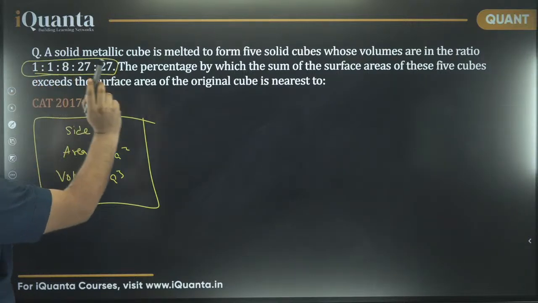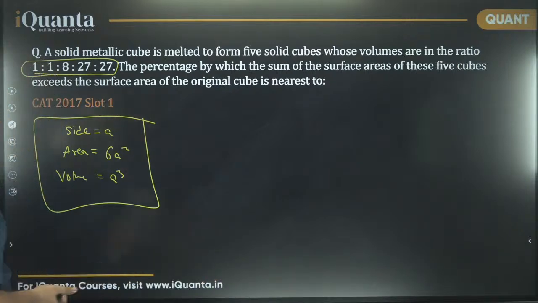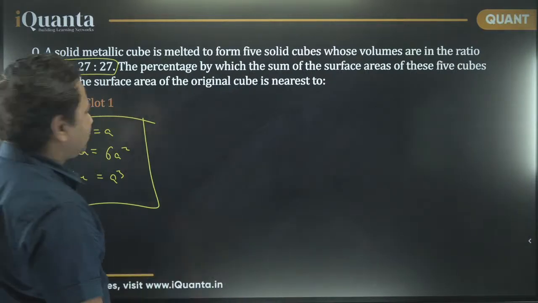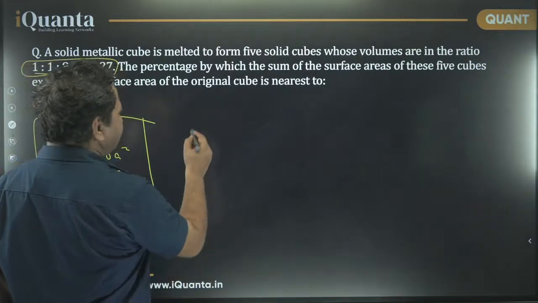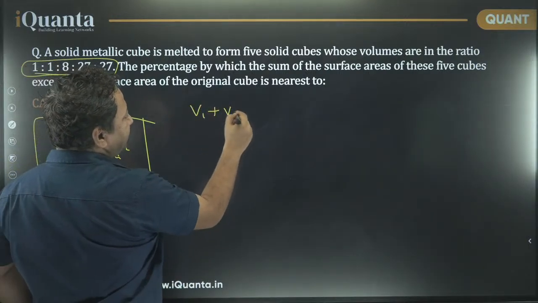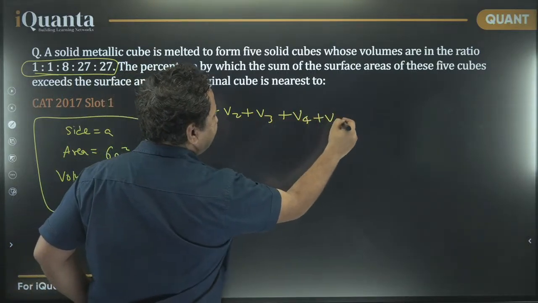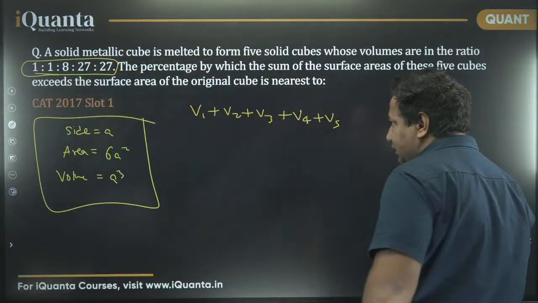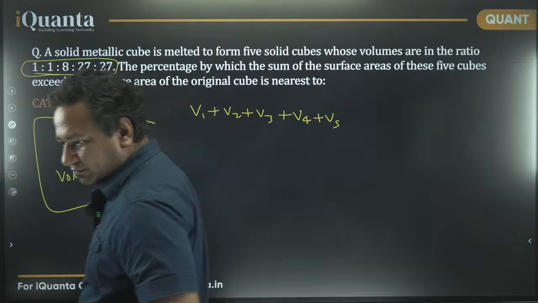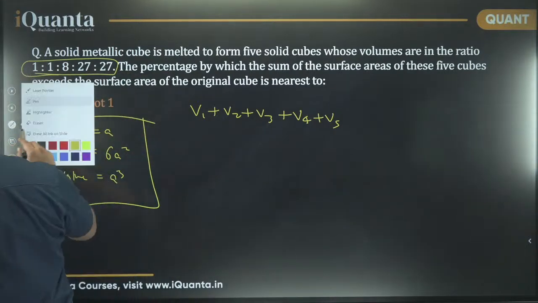Nice, all are cubic numbers. The percentage by which the sum of the surface areas of these 5 cubes exceeds the surface area of the original cube is nearest to. Oh, wow. Okay. So, let the volumes be V1, V2, V3, V4 and V5. Okay. Exactly, now they will ask everything.